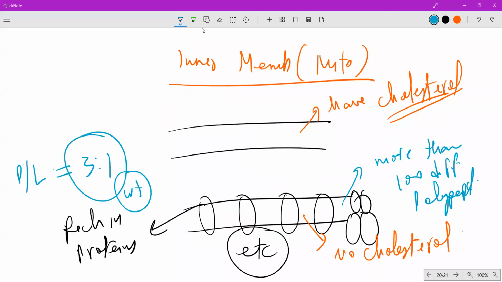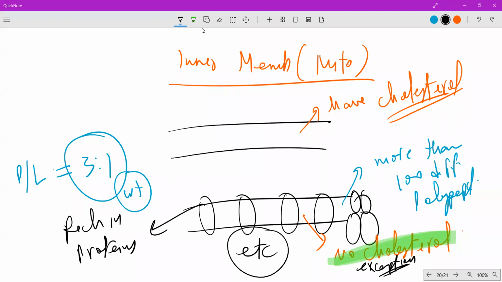But look at the mitochondrial membrane. The inner mitochondrial membrane, I am saying, has no cholesterol. This is something which is abnormal, not normal. This is something which is exceptional. It has no cholesterol, whereas the outer one has. Look at one more difference.